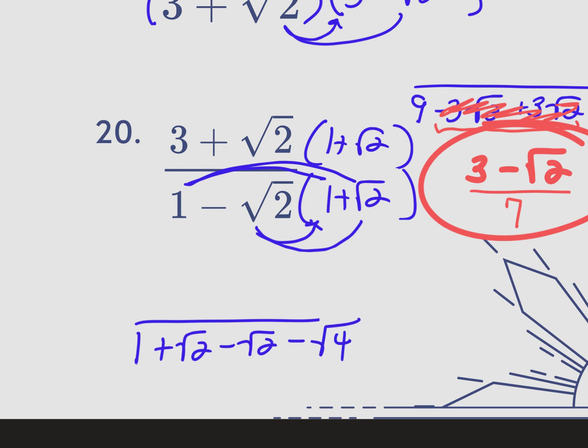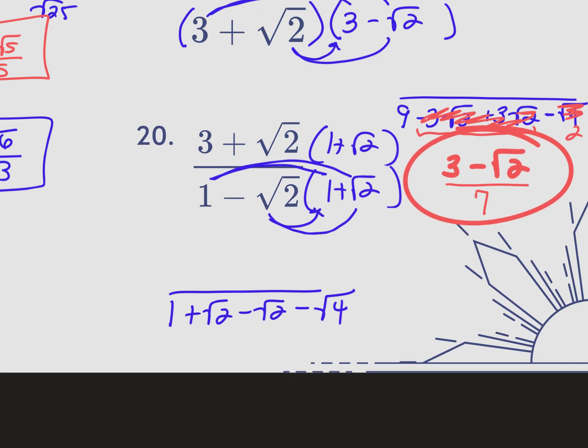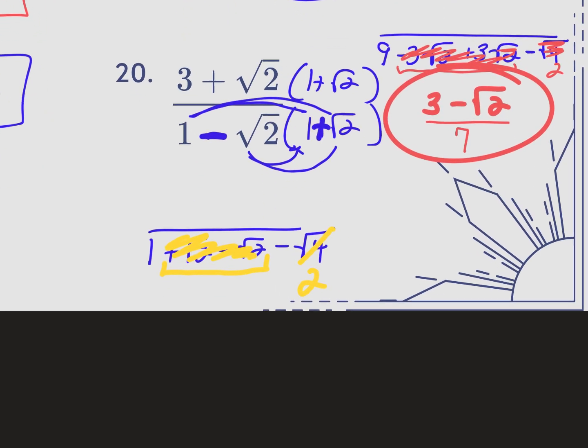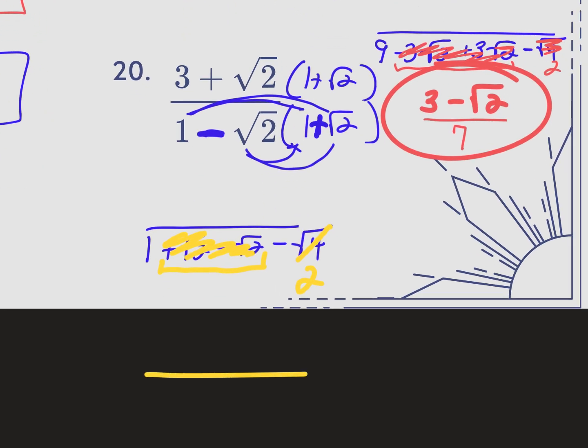Anybody have any questions about what I just did? Yeah. Why is it negative 4? Because a negative times a positive is going to give you a negative. So now, guys, what happens right here in the middle with negative root 2 and positive root 2? They cancel. Great. And then what is the square root of 4? It's the whole number 2. So what are you left with on the bottom? 1 minus 2, which is negative 1.